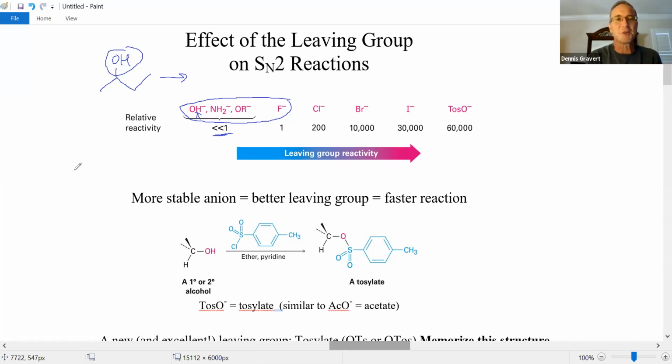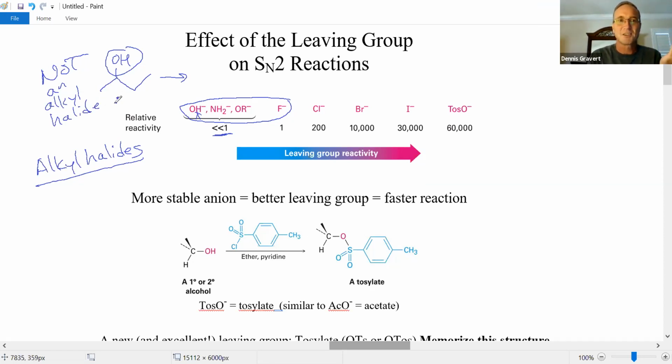What I remember though is that SN2 reactions, SN1, E1, and E2 primarily react with alkyl halides, and this is not an alkyl halide. So that's how I would just say, hey, alcohol group, you're not going to react here. This molecule is not an alkyl halide. So therefore, no reaction. Or at least no SN2 reaction. Chloride works really well, but bromide is better. Iodide is even better. And what the heck is TosO?